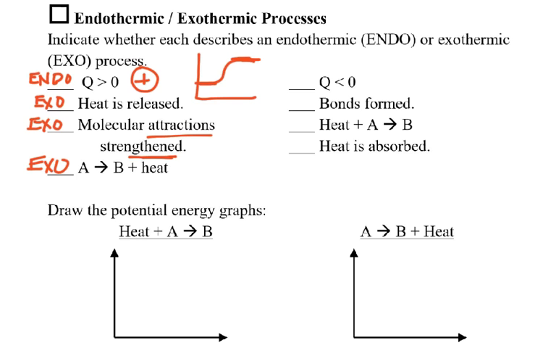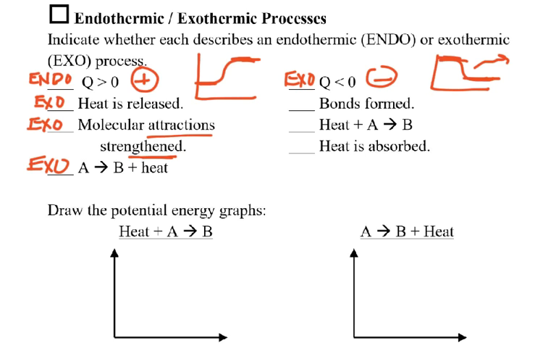Okay, Q is less than 0. That means Q is negative. If Q is negative, again, I think of this, what's going on? I've got a small number minus a larger number. So that is exothermic. Q is negative, that's exothermic.